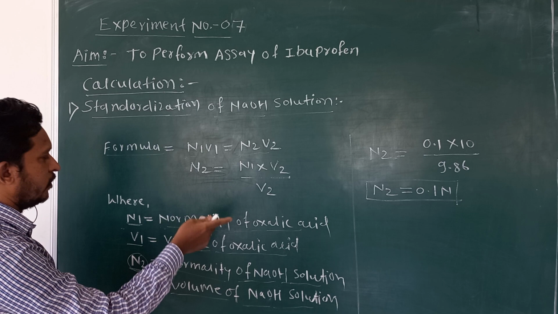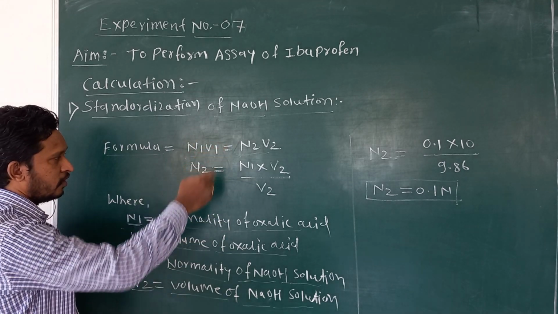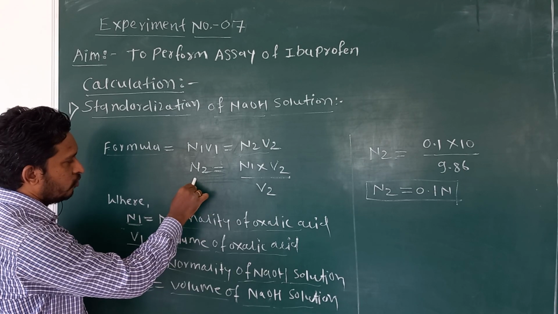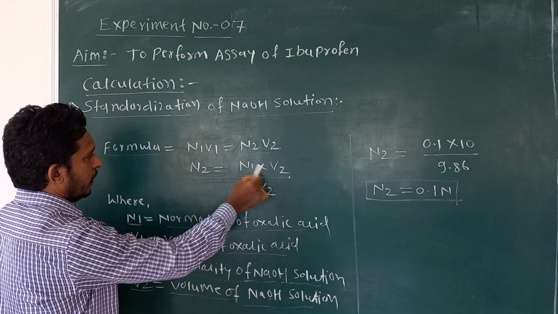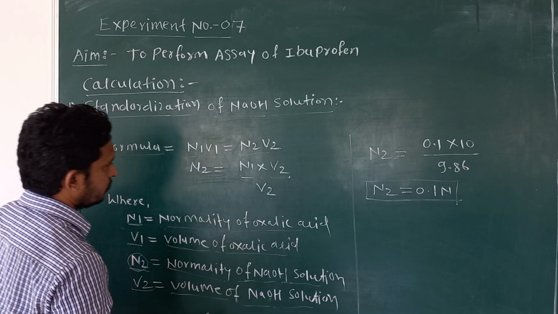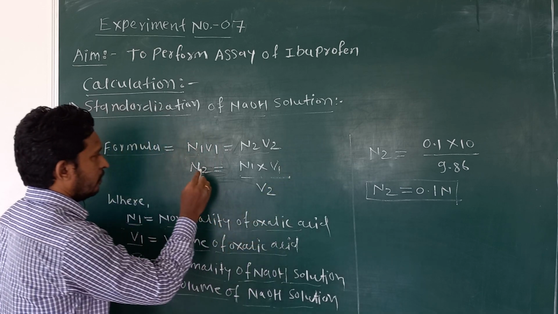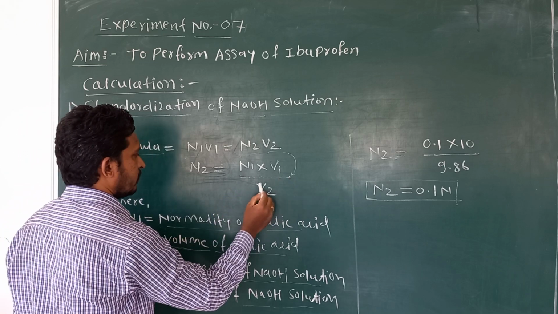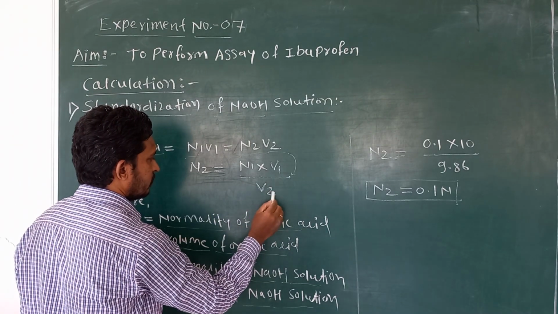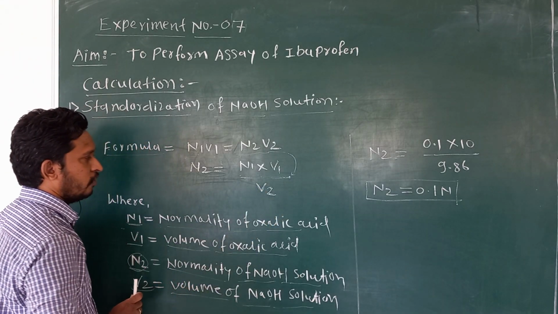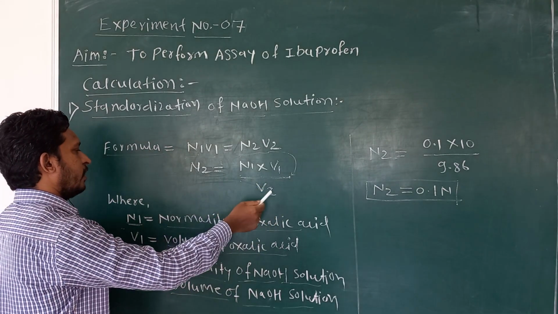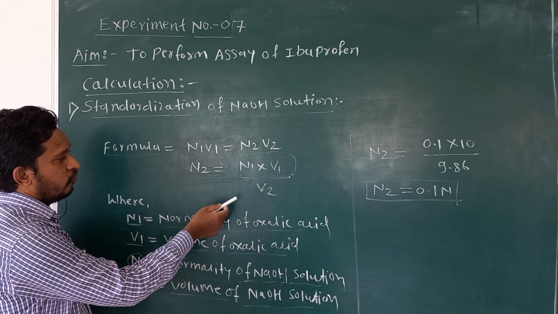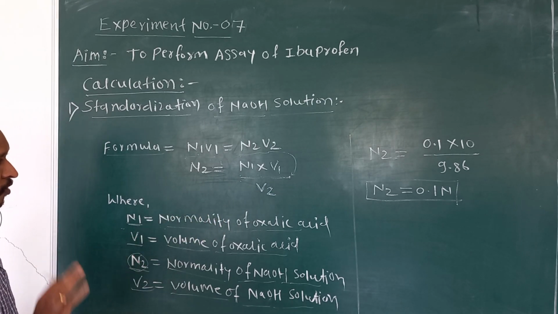Now if you solve this equation, N2 comes out as N2 is equal to N1 into V1 divided by V2. This is the formula for the calculation of the normality of the NaOH.